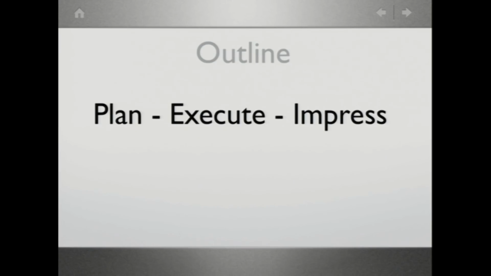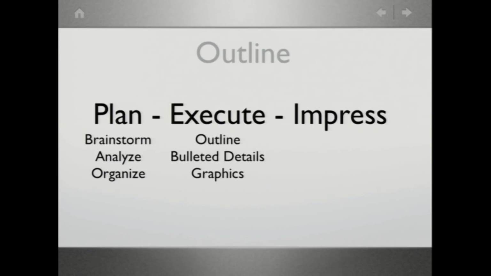Everyone is aware, but I am told that most of them do not follow this particular process of planning, executing and then finally coming to impress the people who are going to look at your presentation. Planning involves techniques like brainstorming, discussions, analyzing and organizing what content you want. Execution talks about how you provide a particular flow of the whole presentation by creating an outline and adding bulleted details, and most importantly the graphic support.